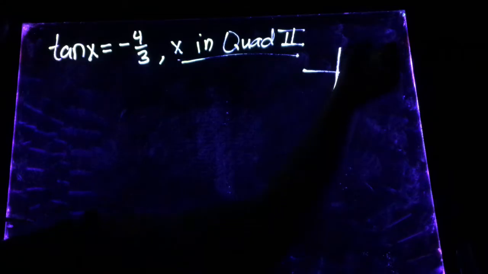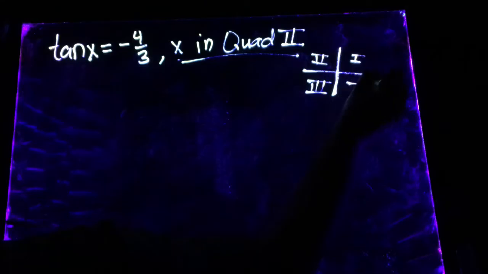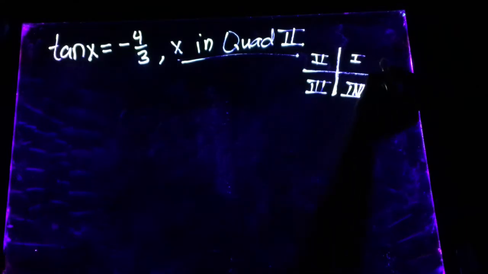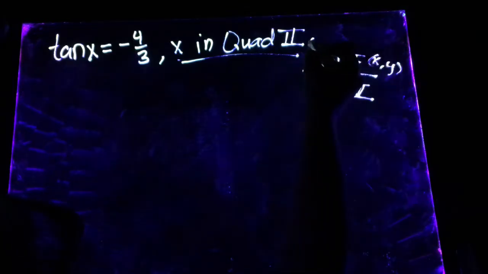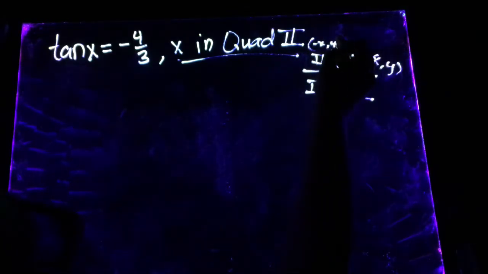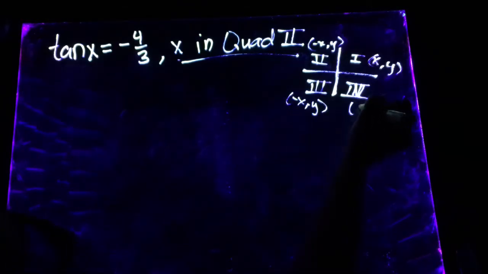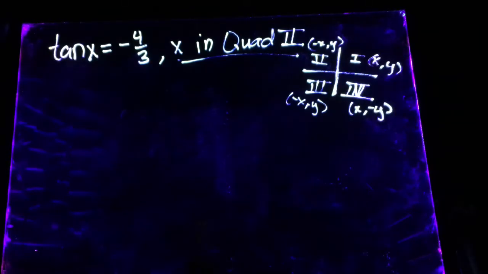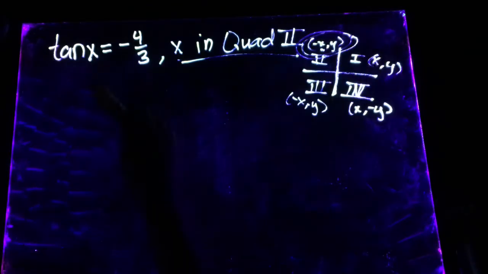So you have your 1, 2, 3, 4. These are your quadrants. In quadrant 1, x and y are both positive. Quadrant 2, x is negative, y is positive. Quadrant 3, they are both negative. In quadrant 4, just y is negative. So if we're solving for sine and cosine, you would have to make sure that you follow this rule and that your final answer for cosine is negative.